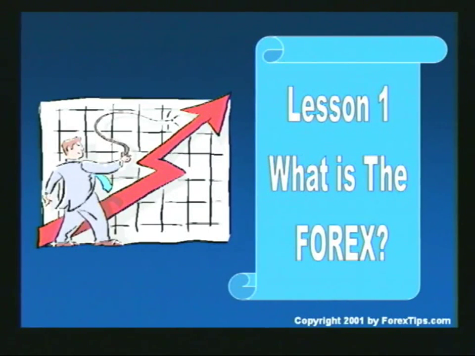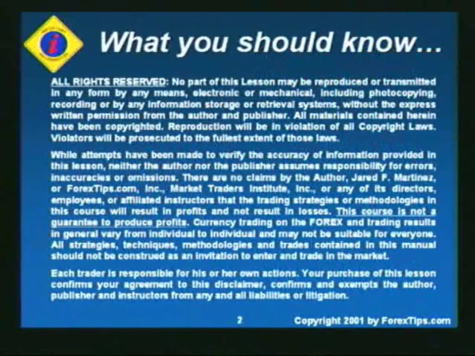Lesson 1. What is the Forex? Before we get started, I would like to point out a couple items.